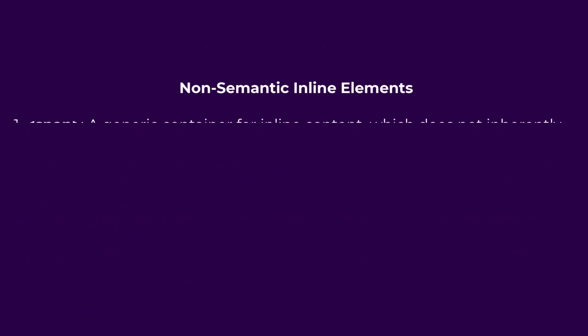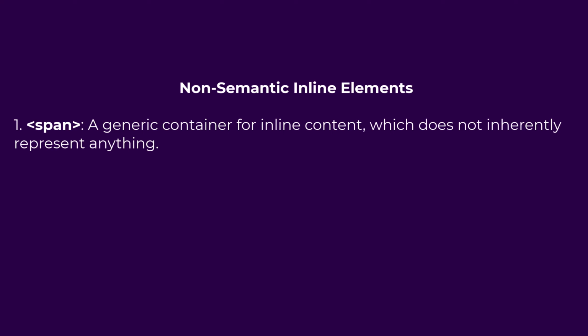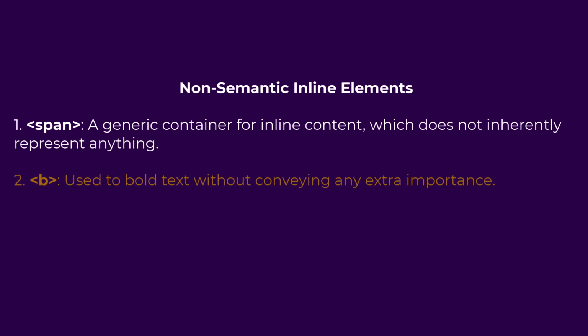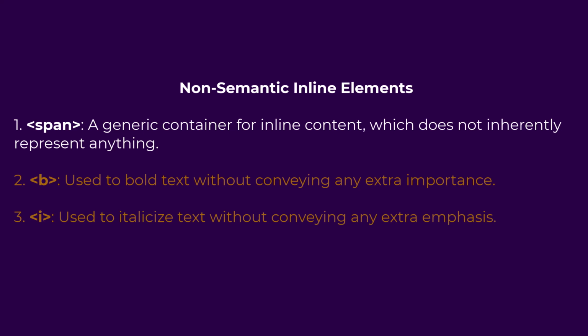Non-semantic inline elements. 1. Span, a generic container for inline content, which does not inherently represent anything. 2. B used to bold text without conveying any extra importance. 3. I used to italicize text without conveying any extra emphasis. 4. U underlines text without conveying any extra meaning. I have purposely changed the color of the last 3 inline elements.